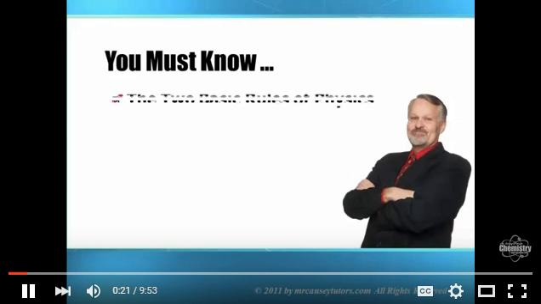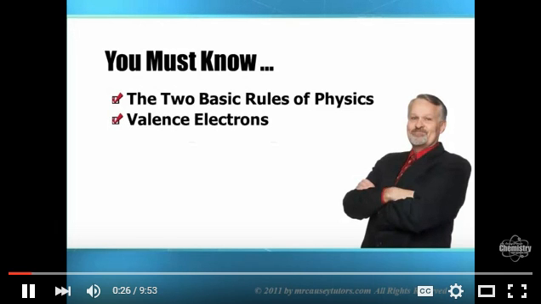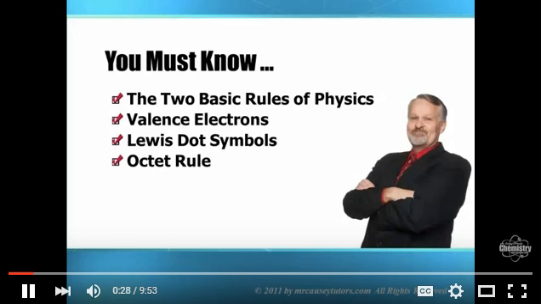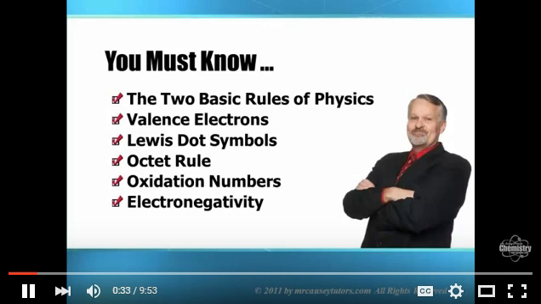So we want to make sure that we understand the two basic rules of physics: valence electrons, Lewis dot symbols, the octet rule, oxidation numbers, and electronegativity. And we need to have these things down in order to understand chemical bonds. Now, the other thing here is, before we get started, make sure you have a periodic table. If you don't have a periodic table in front of you right now, you're not prepared to succeed. Get your periodic table and get ready to learn about chemical bonds.